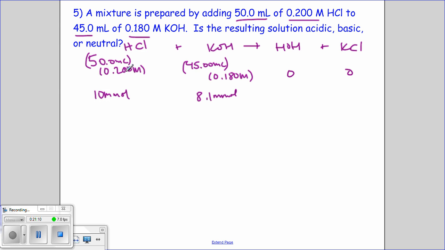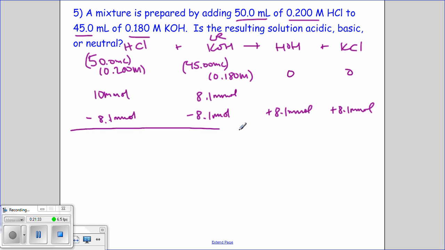This is all 1-to-1 ratio, 8.1 divided by 1 and 10 divided by 1. Here's my limiting reagent, so I know that this one needs to run out first. 8.1 millimoles is being subtracted, minus 8.1 millimoles, plus 8.1 millimoles, plus 8.1 millimoles. So we know the KOH disappears. Then we do our math and we get 1.9 millimoles of HCl left over here. We get water made, 8.1 millimoles, and we get KCl made.